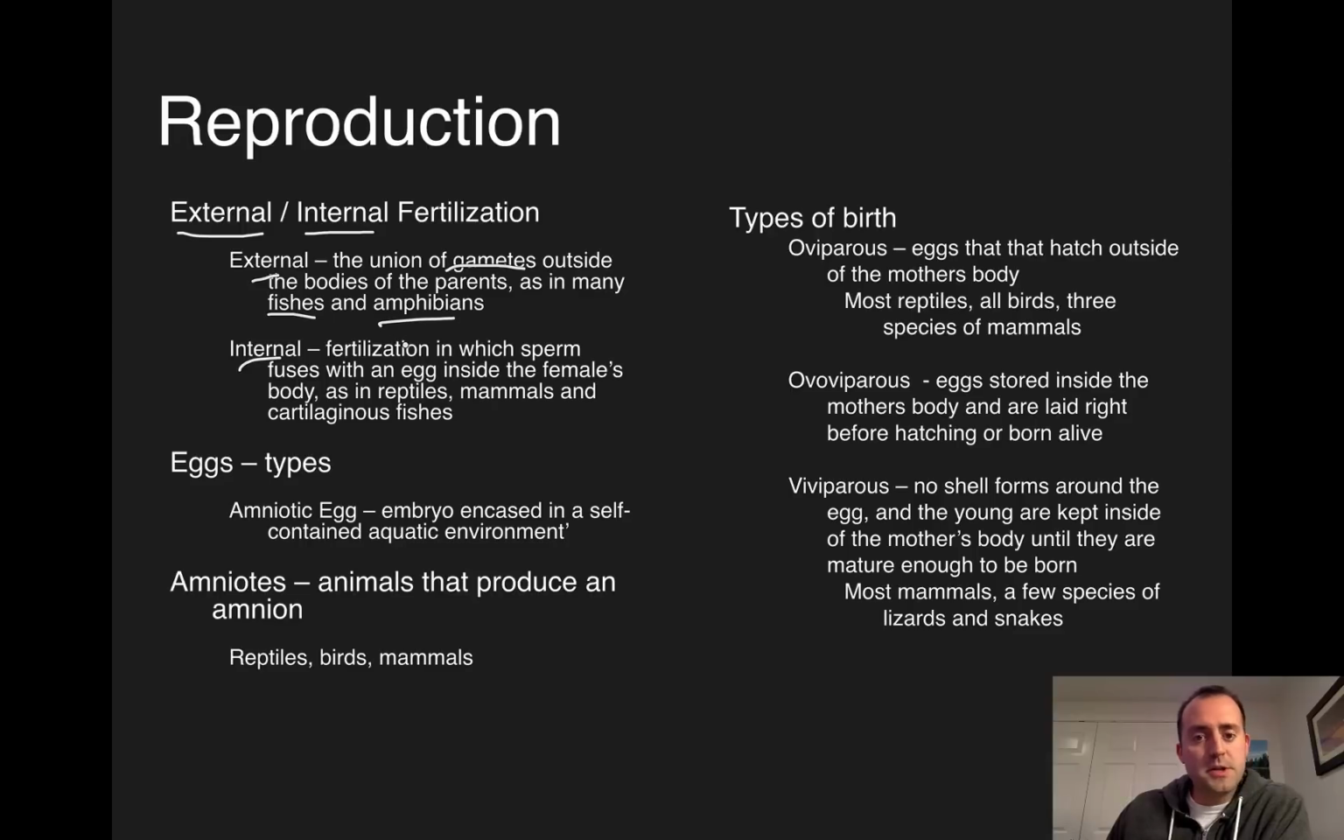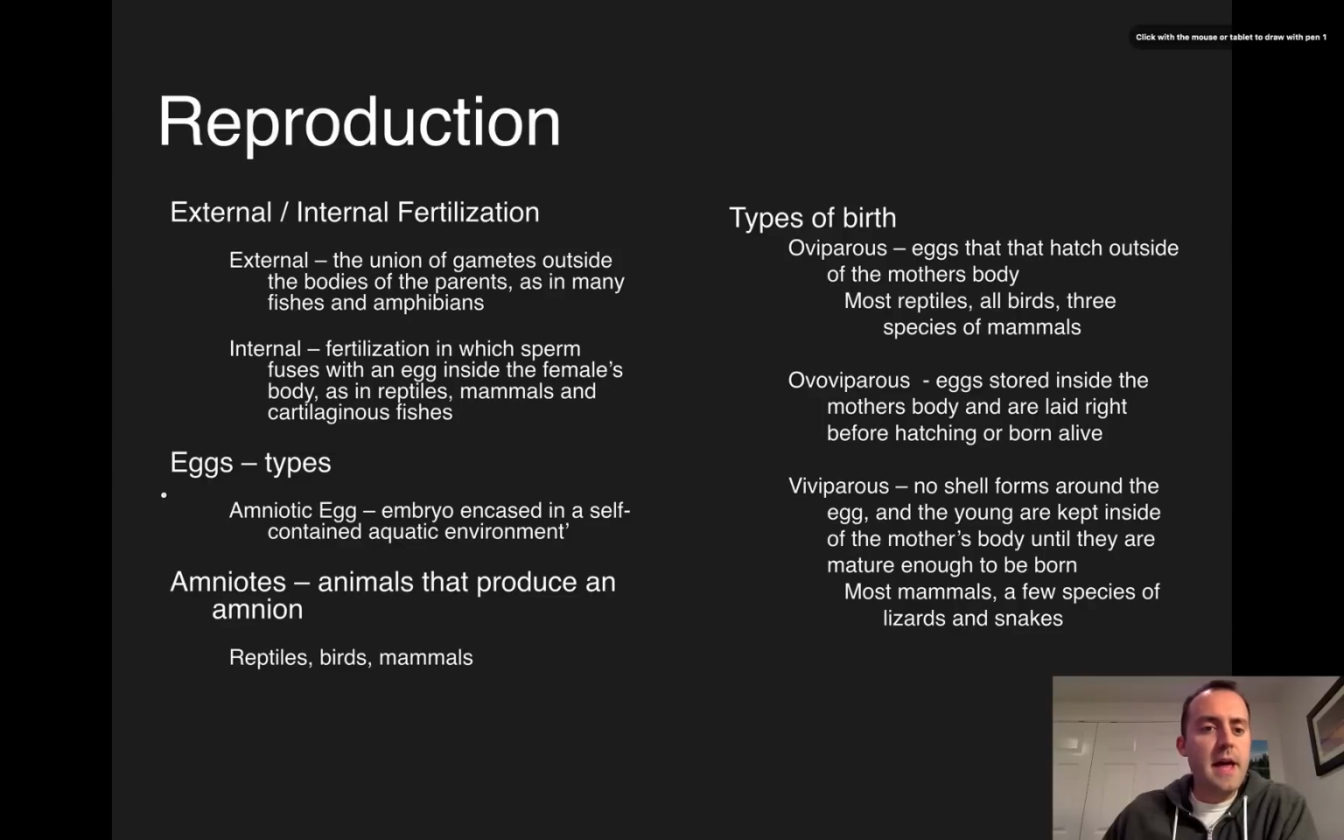Internal fertilization, which kind of ups the chances of the sperm finding the egg because it's in an enclosed environment, takes place inside the female's body. So there has to be some depositing of sperm cells inside the female for the sperm to find the egg. The female never releases the egg into the environment. These are found in reptiles and mammals, and some cartilaginous fish have internal fertilization. These would be like sharks, for example.